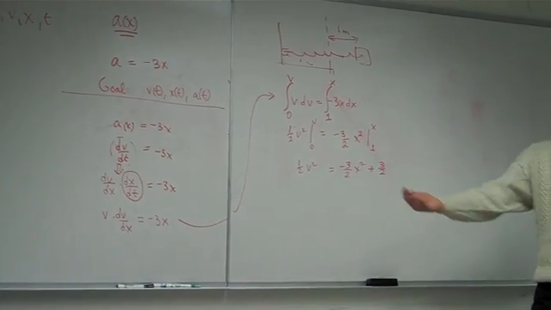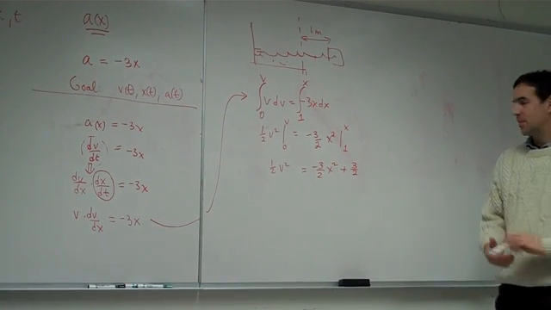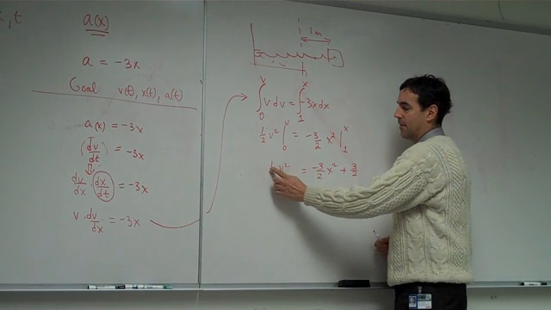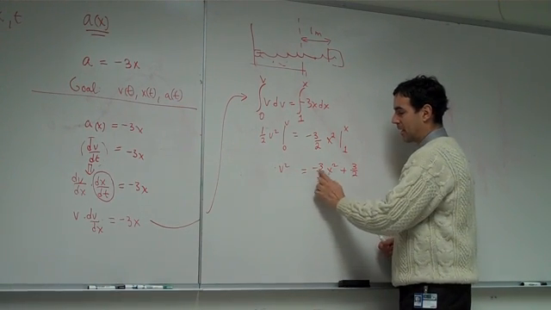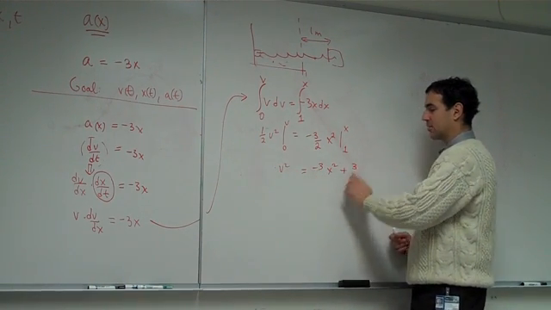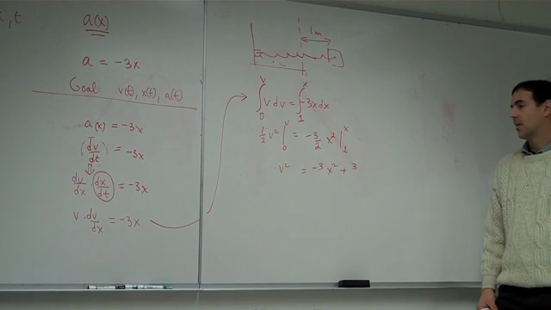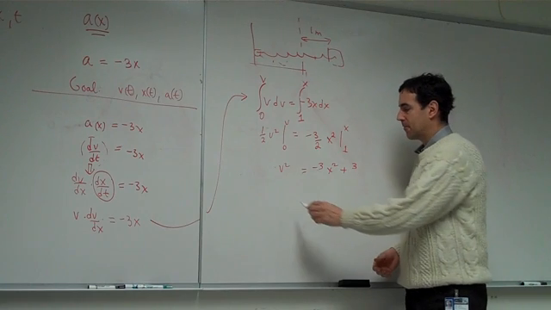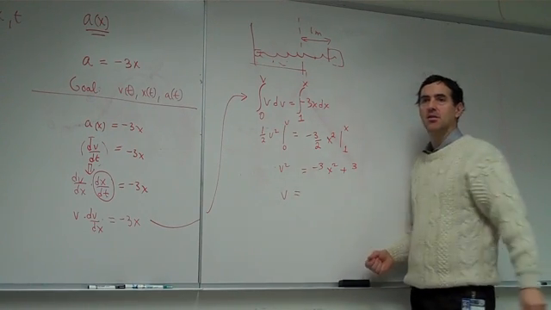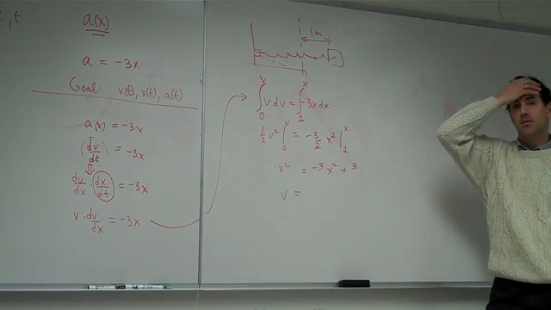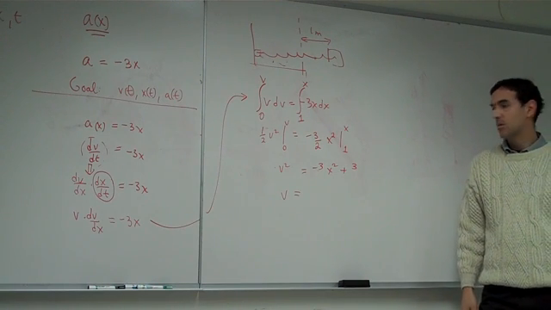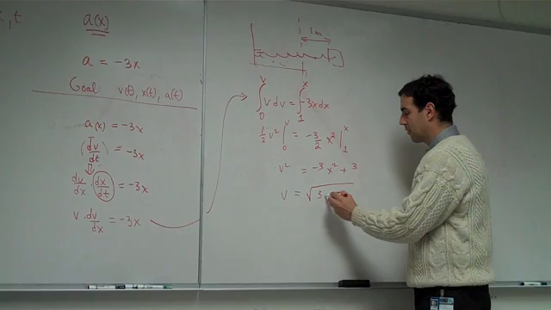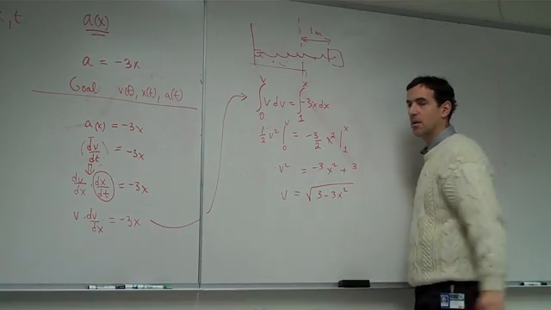Okay, I'm going to multiply everything by 2 just to clean it up. You didn't have to do this. So I'm now going to multiply by 2. That gets rid of the half, that gets rid of that 2, that gets rid of that 2. To solve it for v, what's the last thing I need to do? Take the square root on the other side. Yep. So I have the square root of 3 minus 3x squared is velocity.